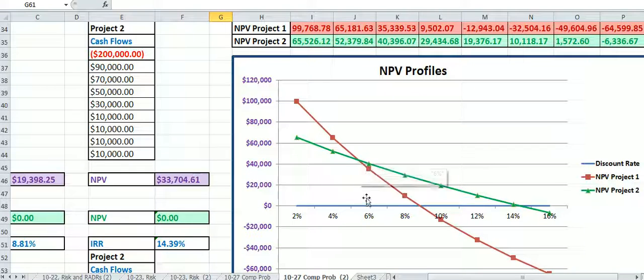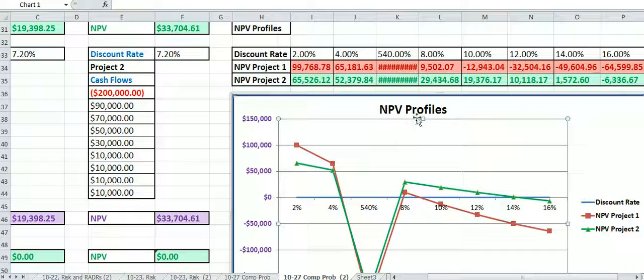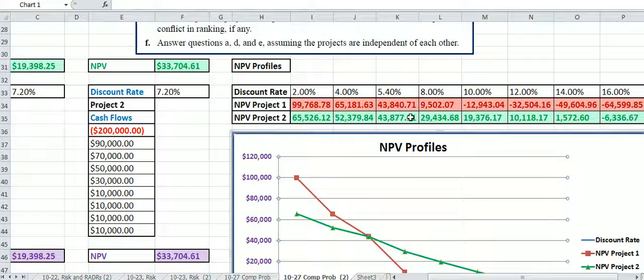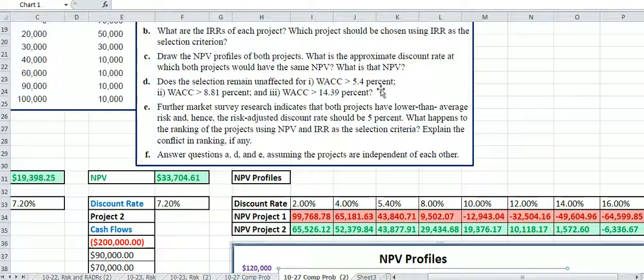I actually took the time to figure it out, basically trial and error. So if we come up here and put in 5.4, I believe we're going to be very close. Not 540, 5.4. Okay, so you see very, very close. They're about $37 apart. So 5.4% is close enough. At a discount rate of 5.4, you can see that the net present values are very, very close. So that's why we're using the 5.4.